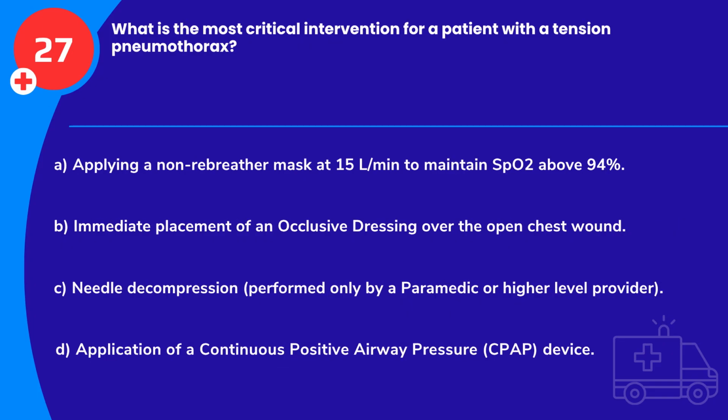Question 27. What is the most critical intervention for a patient with a tension pneumothorax? A, Applying a non-rebreather mask at 15 liters per minute to maintain SpO2 above 94%. B, Immediate placement of an occlusive dressing over the open chest wound. C, Needle decompression performed only by a paramedic or higher-level provider. D, Application of a continuous positive airway pressure, CPAP device.